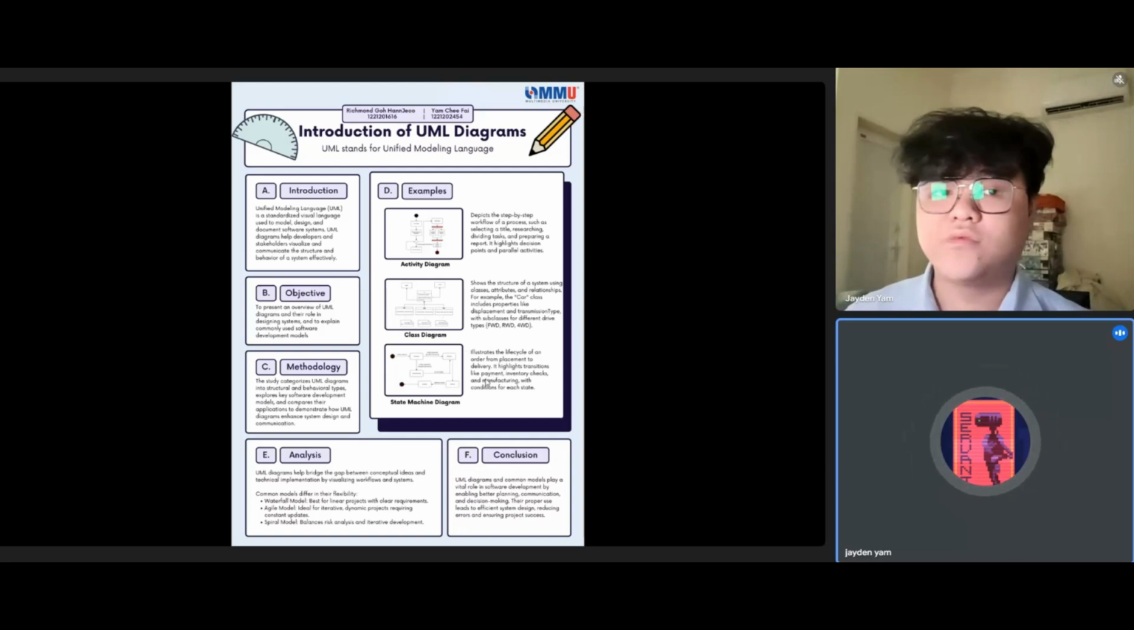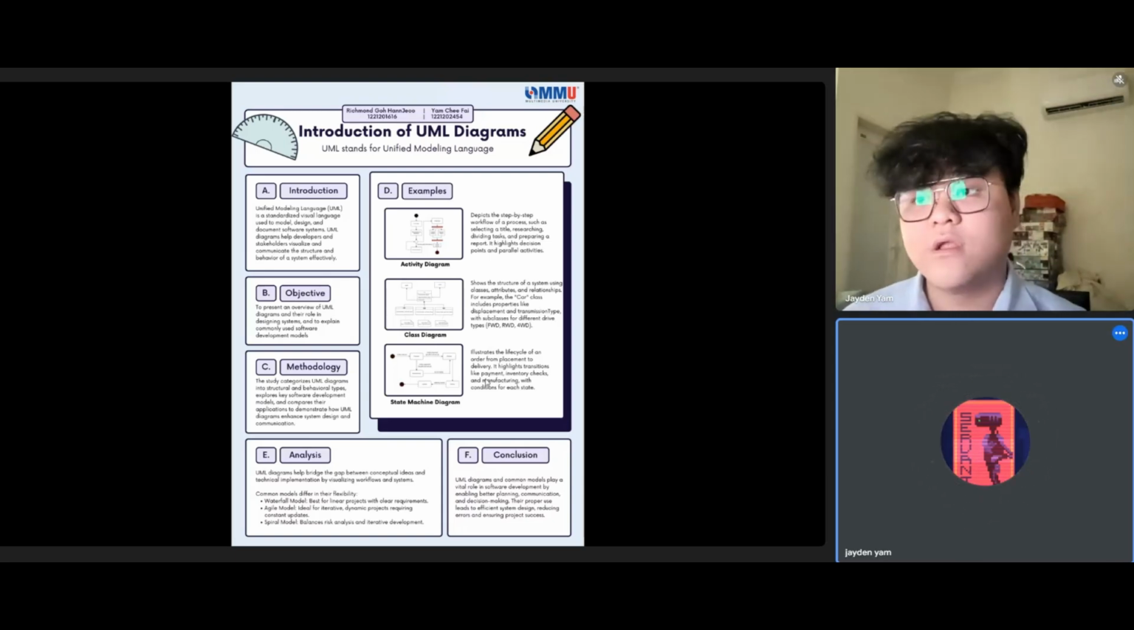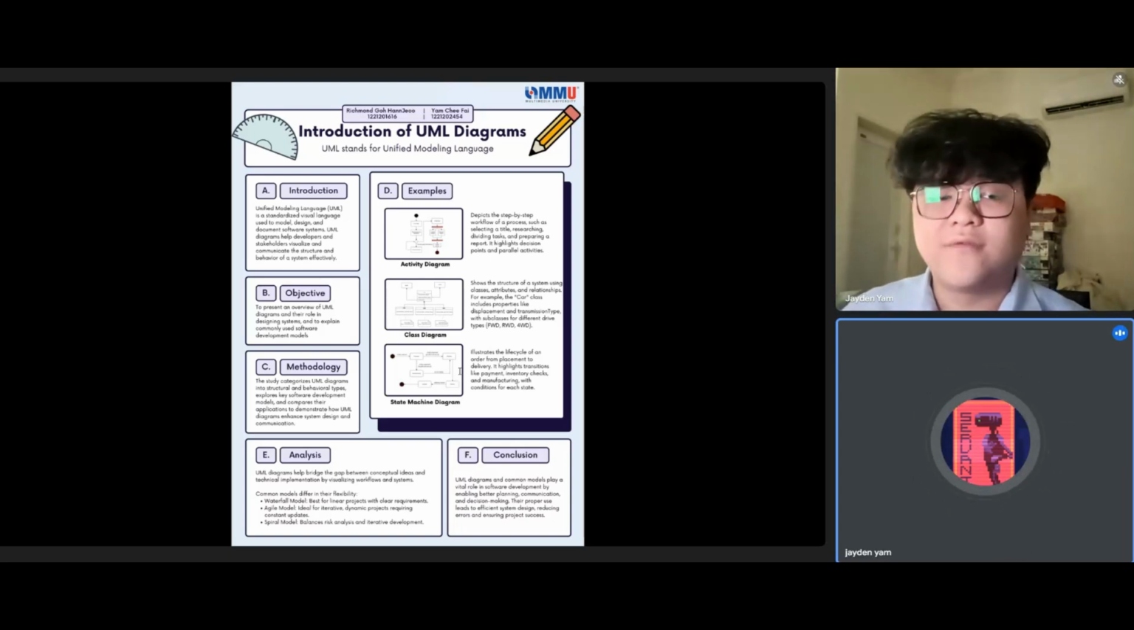By using these two types, developers can get a complete understanding of how a system is structured and how it behaves under different conditions. To further strengthen this, UML diagrams are often compared across key software development models like Waterfall, Agile, and Spiral to demonstrate their flexibility and adaptability in real-life scenarios. We will get into details for that later. So let's look at a few examples now.